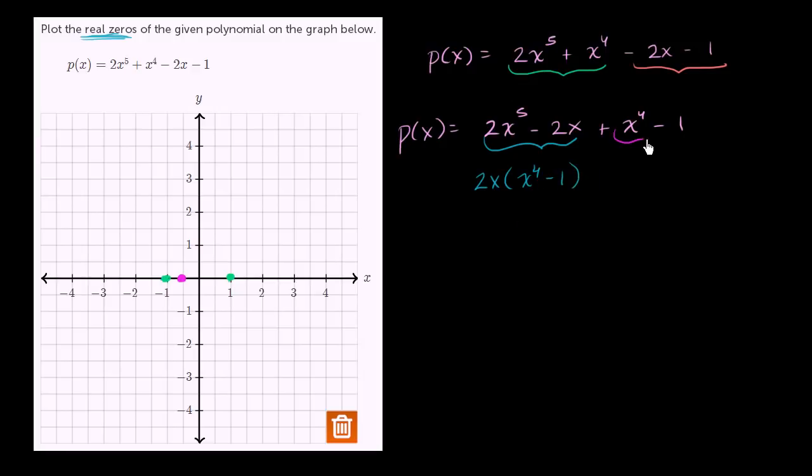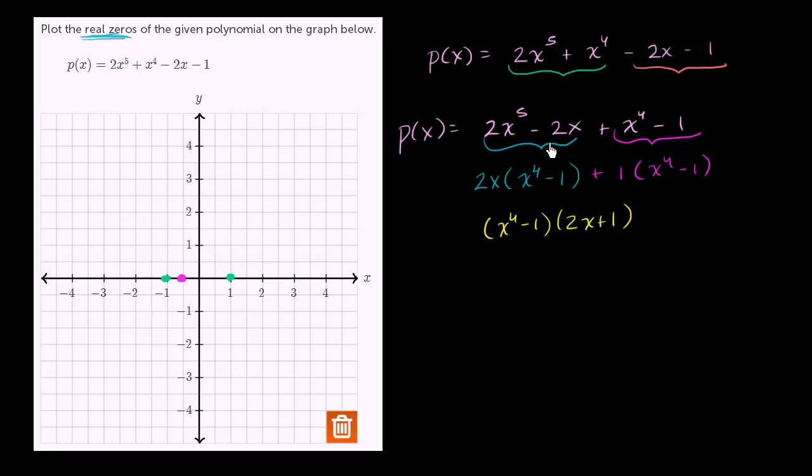And then this can be rewritten as plus 1 times x to the 4th minus 1. And now you could factor out an x to the 4th minus 1, and you're left with x to the 4th minus 1 times 2x plus 1, which is much easier to factor now. Difference of squares, exactly what we did the last time around.